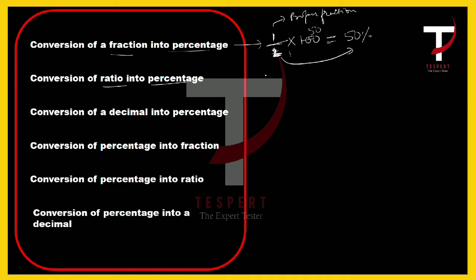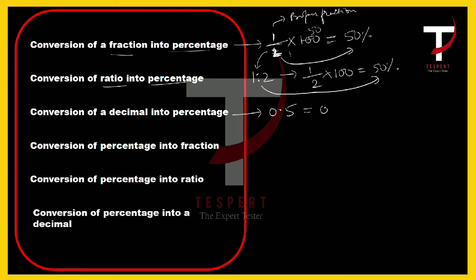Ratio into percentage. Let us take the same example. 1 by 2 can be expressed as 1 is to 2 in ratio form. How to convert 1 is to 2 into a percentage? 1 is to 2 means 1 by 2 again, and multiply it with 100. We get 50%. So we converted a ratio into a percentage. Now decimal into percentage. Let's take 0.5, which is a decimal. How can we convert it into a percentage? Just multiply any decimal with 100. We get 50%. We converted a decimal into a percentage.